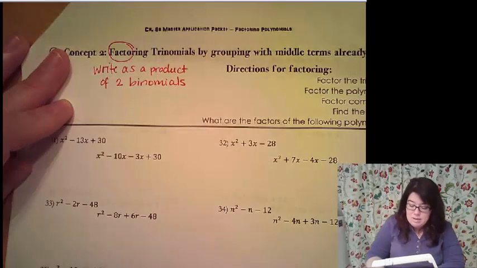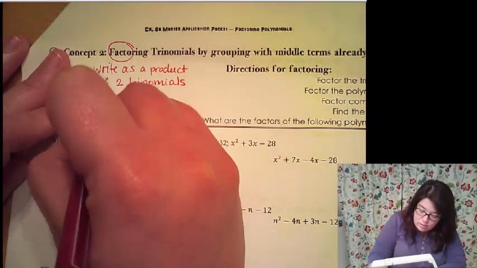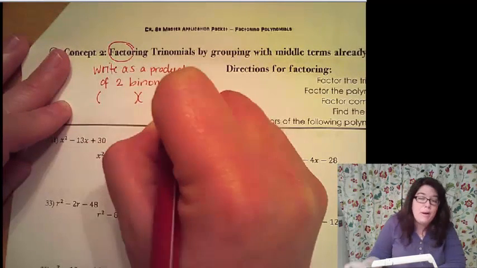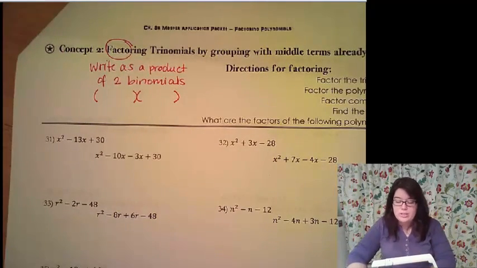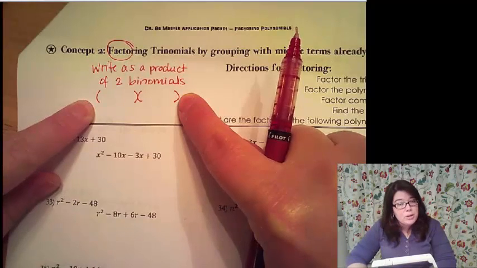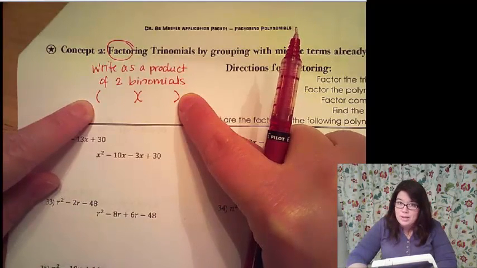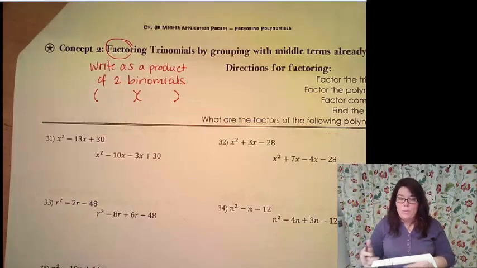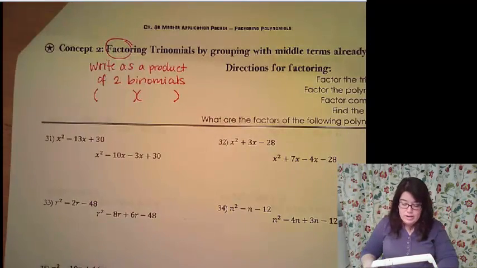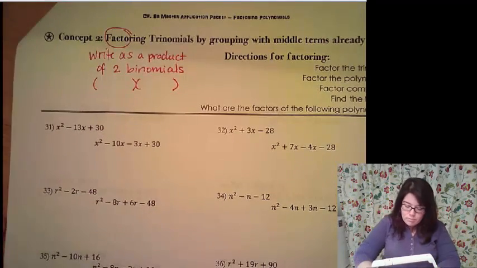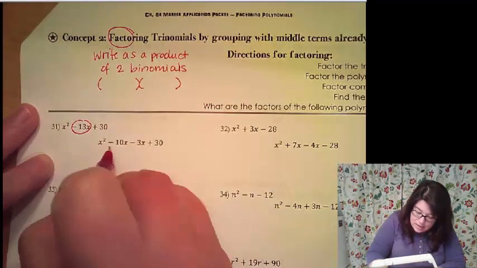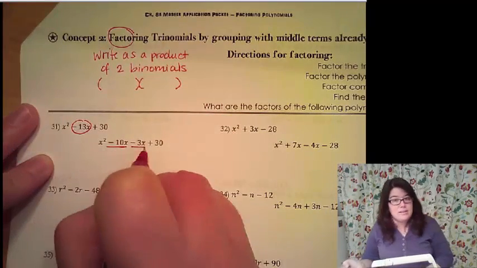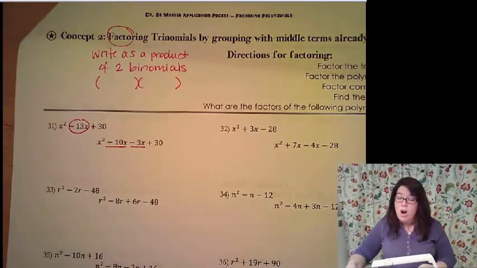It's going to look something like this. One binomial times another binomial. So anytime it tells you to factor, this is what you're shooting for. One binomial times another binomial. The first step in this whole process is to split the middle term, which we've already done for you. Let's take a look. We took this negative 13x and we split it up into negative 10x and negative 3x. We've done that for all of these.